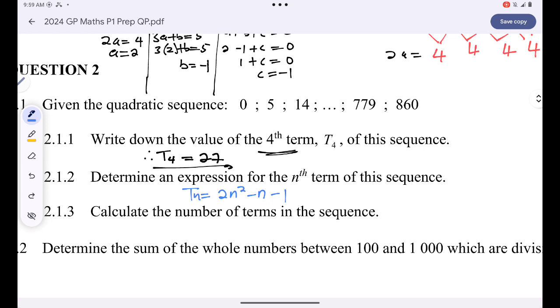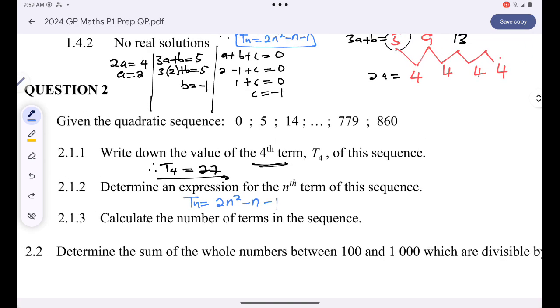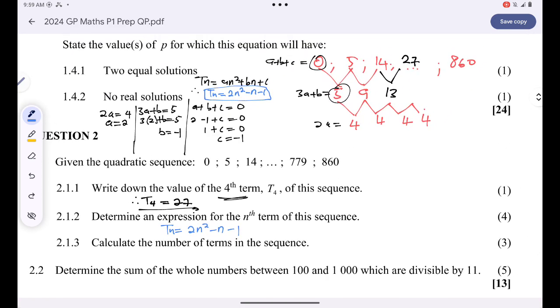Okay, now they want us to find the number of terms of this sequence. For us to find the number of terms, we must know the value of the last term.